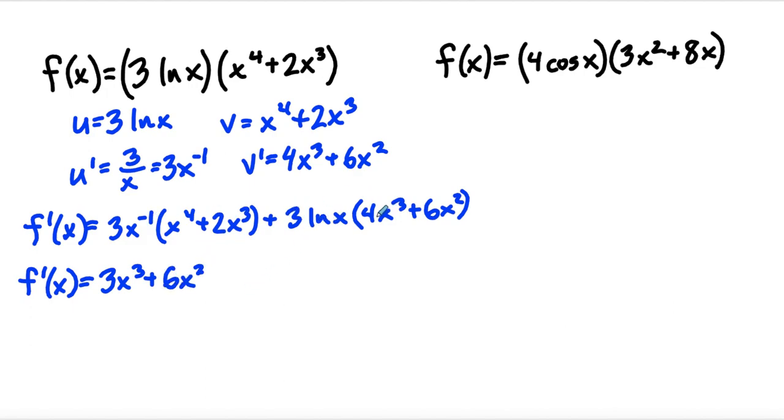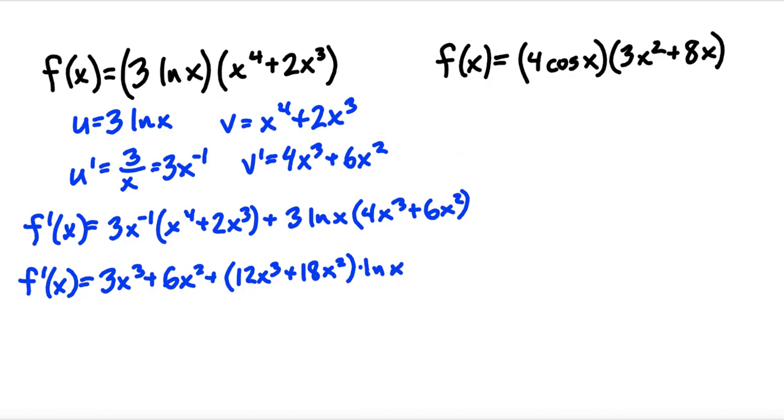And then here we're going to have 3 times 4x cubed. So actually I can take this 3 and distribute it, and I'll write that all in front. So I'm going to go ahead and do that. 3 times 4x cubed is going to give me 12x cubed. 3 times 6x squared is going to give me 18x squared. And that's multiplied by natural log of x. At this point, I can't really see anything that's going to simplify and make it easier, so I would just leave my answer like this.